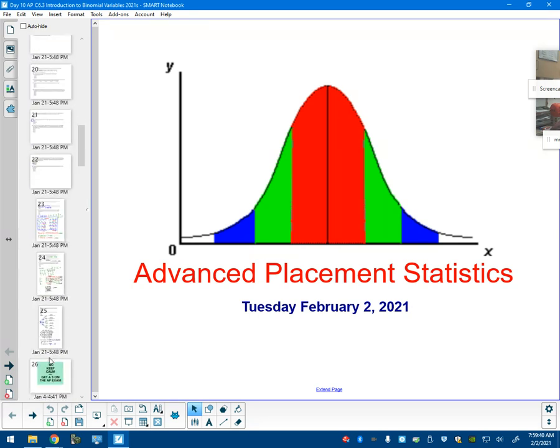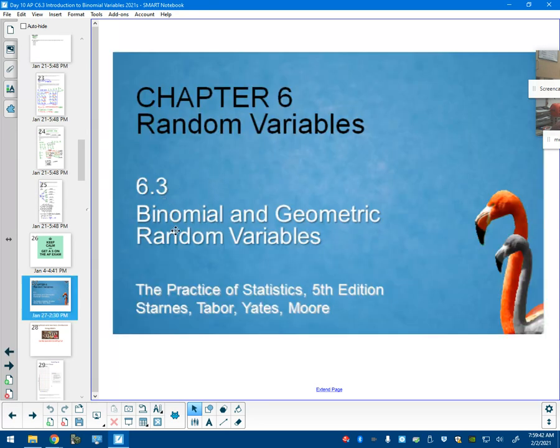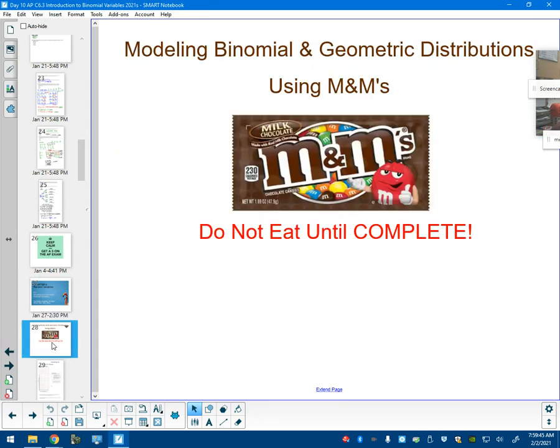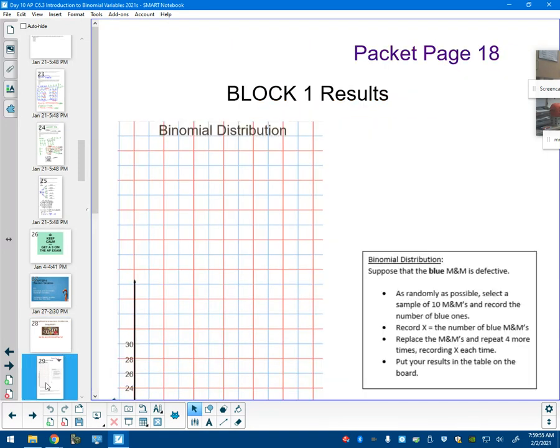All right, so today we are going to talk about binomial distributions. And we are going to be introduced to binomial and geometric distributions by using our M&Ms. So binomial means two. And let's pretend, for the sake of what we're doing right now, that suppose the blue M&M is defective. As randomly as possible, select a sample of 10 M&Ms and record the number of blue ones.